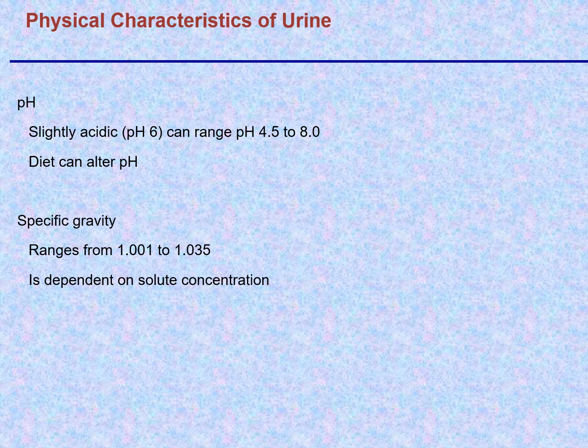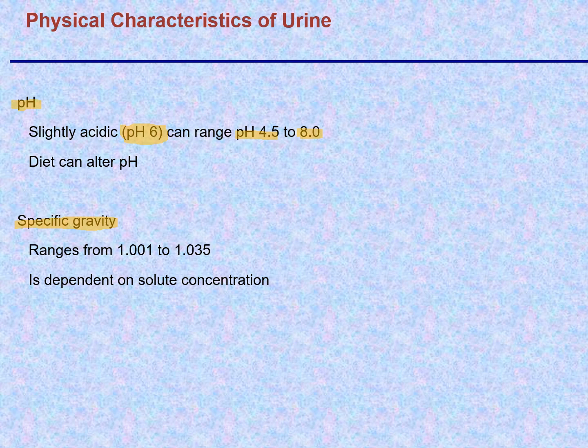Another important physical characteristic is the pH. As I told you, both the respiratory and renal systems are important in the regulation of pH. And therefore, because they regulate pH, the pH of the urine can vary. If your body needs to get rid of some excess acid, then the pH of the urine would drop. If it needs to get rid of alkaline molecules, then the urine would have a higher pH. It maintains the pH somewhere around 6, but it certainly can range depending on your diet and circumstances. Specific gravity is another physical characteristic of urine that's typically measured.